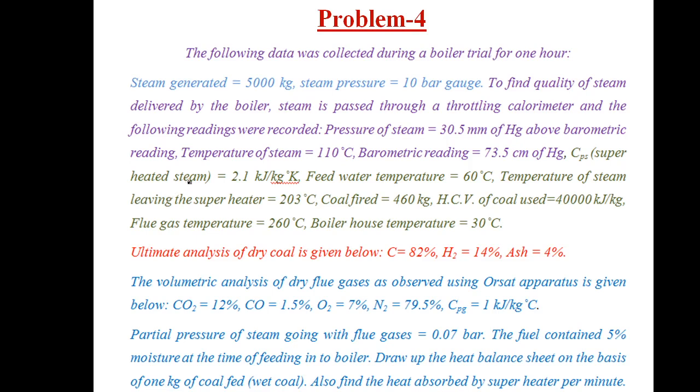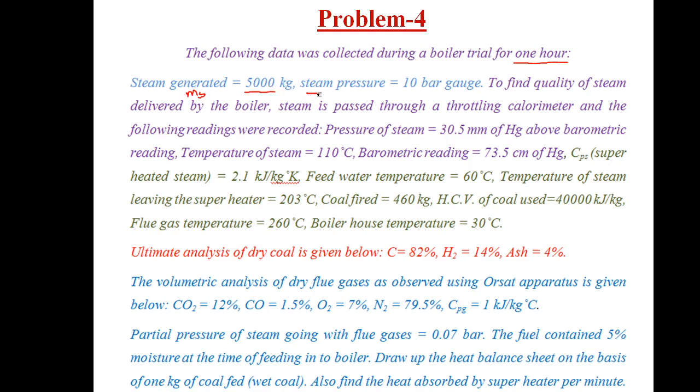The problem is like this. The following data was collected during a boiler trial for 1 hour. The trial was conducted for 1 hour. The steam generated is 5000 kg in 1 hour, that is the mass of steam generated, 5000 kg per hour.